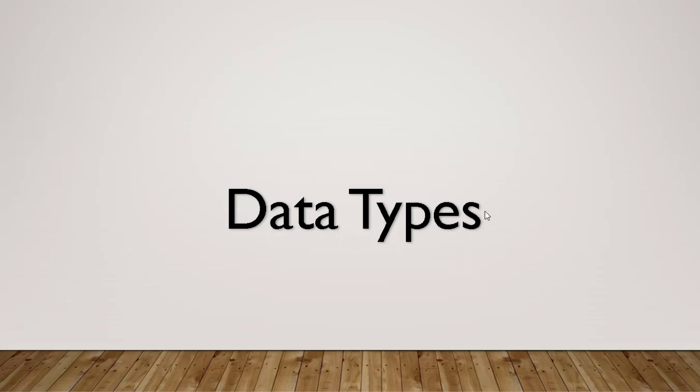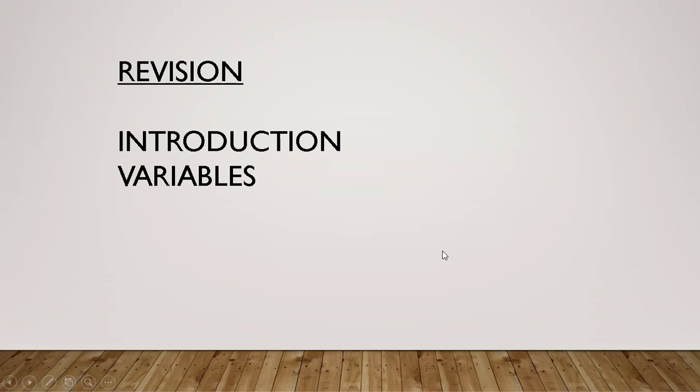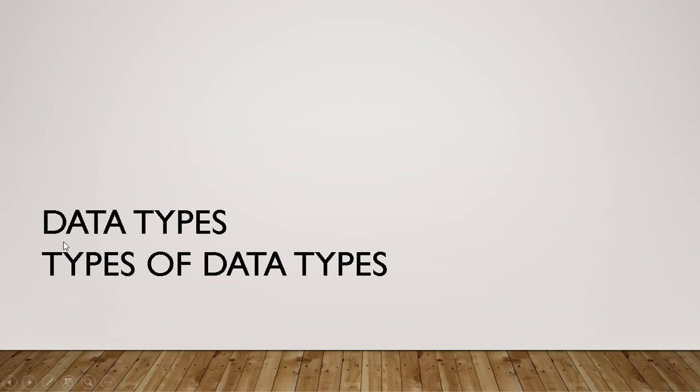In our previous class, we studied data types. And what all we studied in the previous class: the introduction, and then we studied variables. What is a variable? How do you declare a variable? All these concepts we have studied. So we will revise those topics, and then we will study today. In today's class, we will study what is a data type and different types of data types.